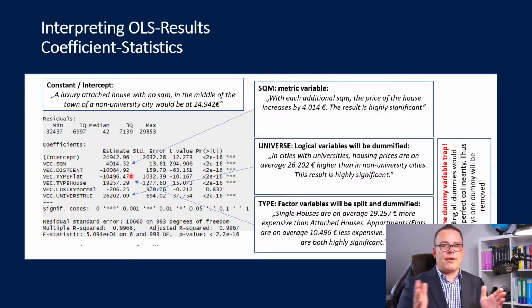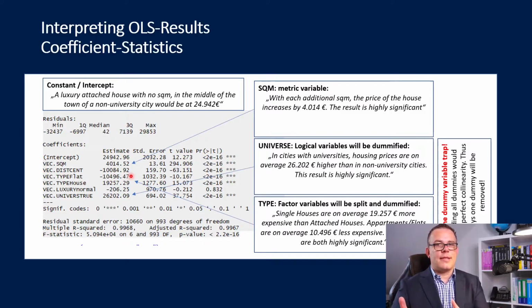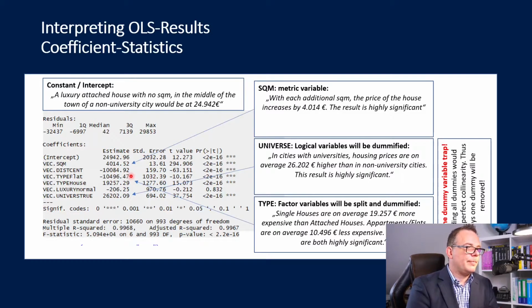Again, we have a comparison between groups. We compare the flats to the attached houses. We compare the single houses to the attached houses. The same, of course, is true for the luxury. Here the computer chose to put the normal instead of the luxury, so we see that the normal houses are a little less expensive than the luxury houses, but this is not significant. So this 206 euro could also be randomly induced. It is not significantly different to 0 in this case.